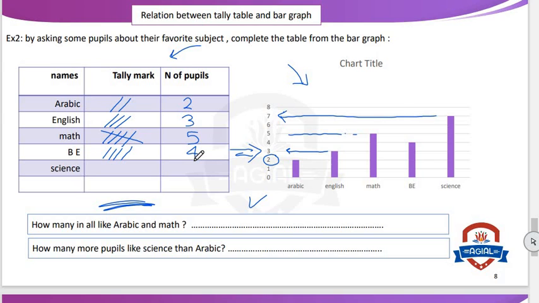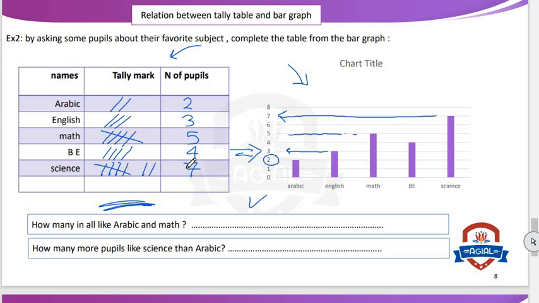And the last one, science. How many students like science? Super, 7. All of you like science? 1, 2, 3, 4, and close this bundle. 5, 6, 7, and we will write 7 in here. So we will use the bar graph to complete a tally table.